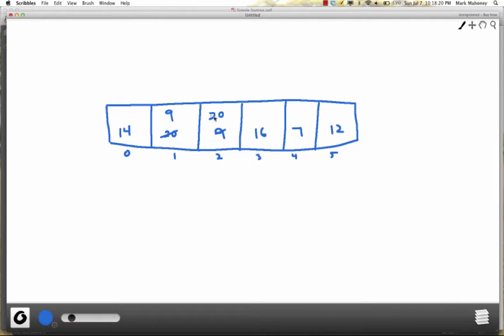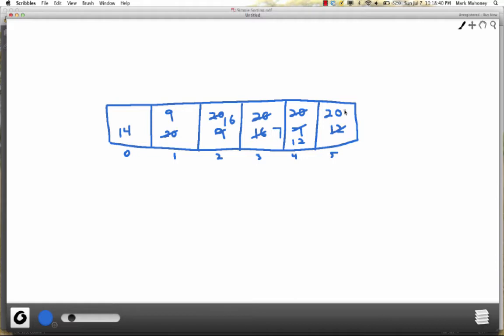Okay, the next adjacent pair: is 20 greater than 16? Yes. We're going to swap those. Is 20 greater than 7? Yes. We're going to swap those. And is 20 greater than 12? Yes. We're going to swap those.